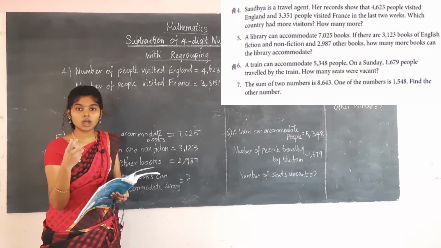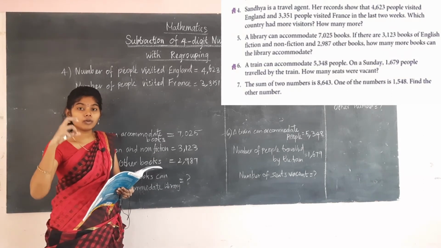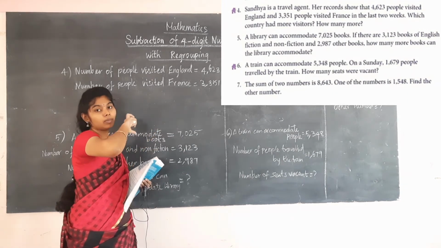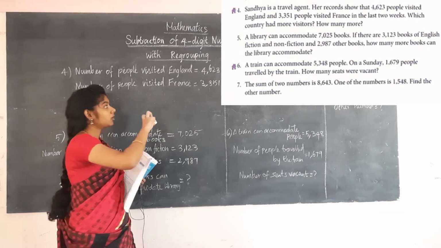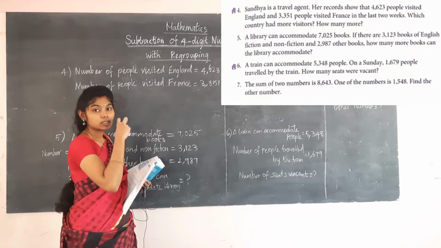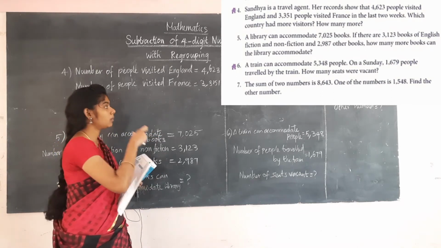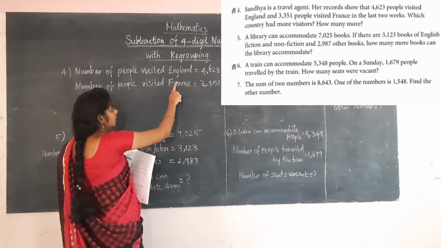To find the greater number of visitors, we have to compare the numbers from the thousands place. After comparing, you can find which one is the greatest number. That is the place with the greater number of people who have visited. You have to mention the place, whether it is England or France.